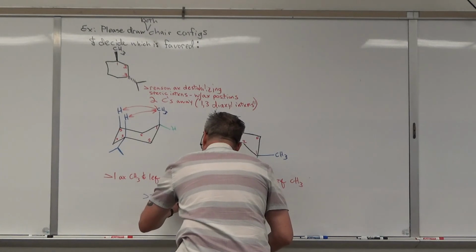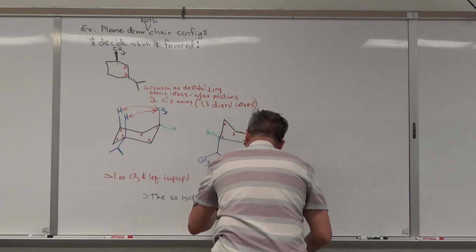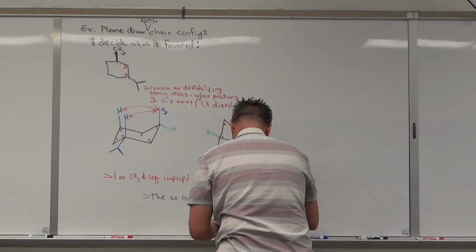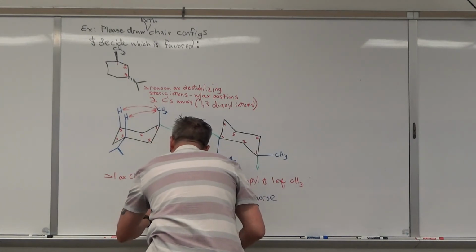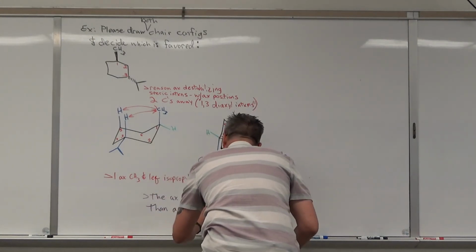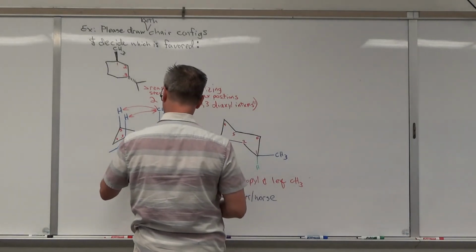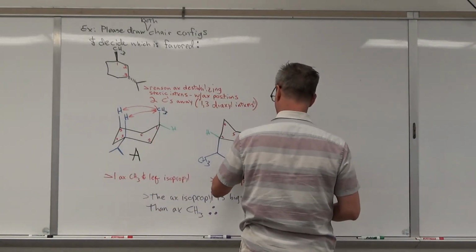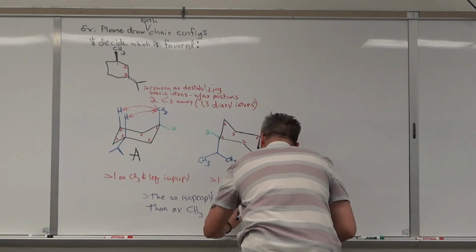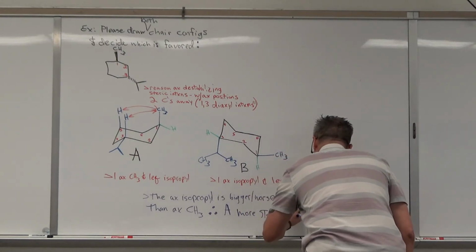The axial isopropyl is bigger and worse than axial CH3. Therefore, oh, I forgot that I wanted to label this A, and this guy B. So therefore, A is more stable, in favor.